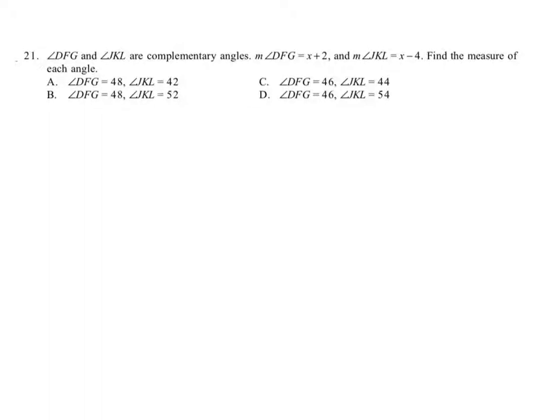Okay, these two angles, which they're giving us in algebraic terms, their measurements, they're complementary. What does it mean that they're complementary? It means that they sum to 90. Complementary is 90, supplementary is 180. So they're complementary, so we know if we were to calculate them just algebraically, we could say x plus 2 plus x minus 4 equals 90.